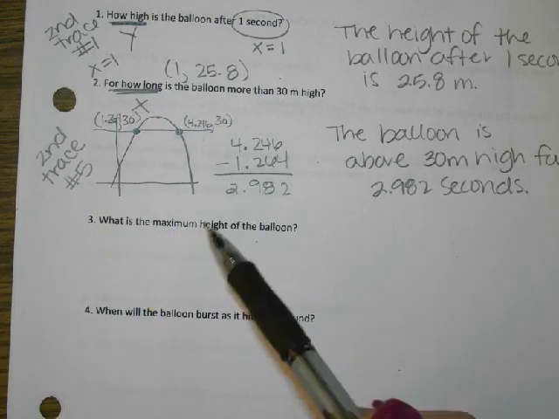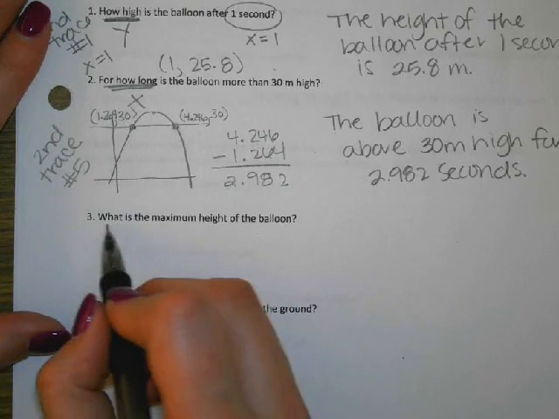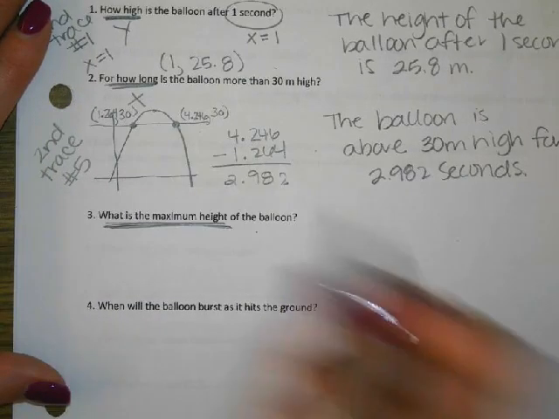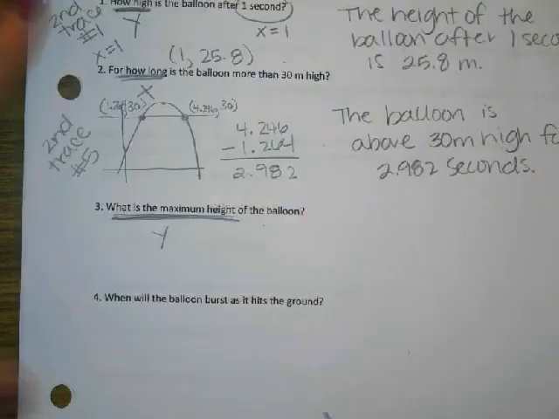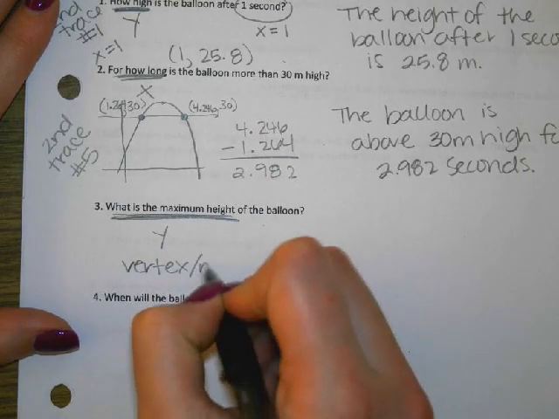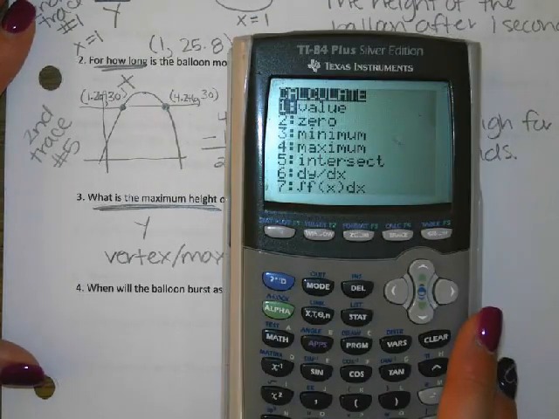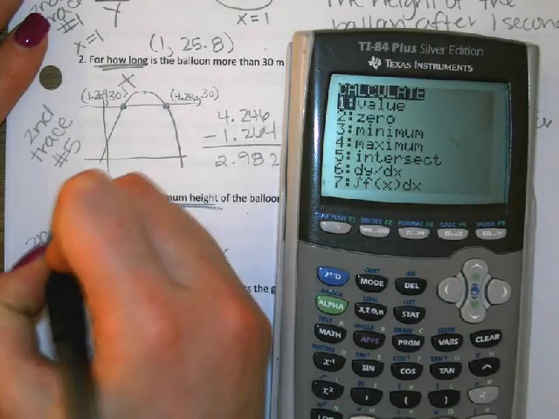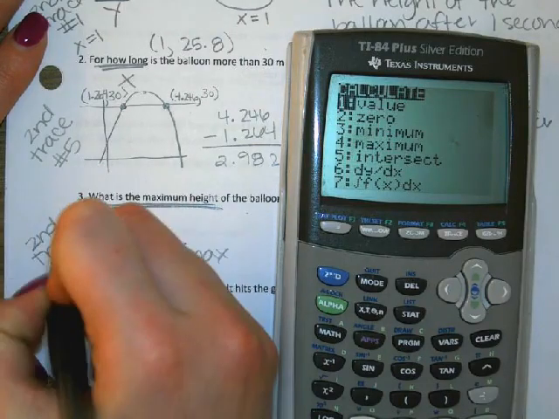All right. The next one says, what is the maximum height? So are they asking for an x value or a y value? A y value, because y is height, right? What is the maximum height of the balloon? So where in the picture are we looking? The vertex. We want the vertex. And what's another name for the vertex when it's at the top? We're looking for the max. Okay, so we're going to do second trace. And which option? Number 4, yeah, so second trace, number 4.